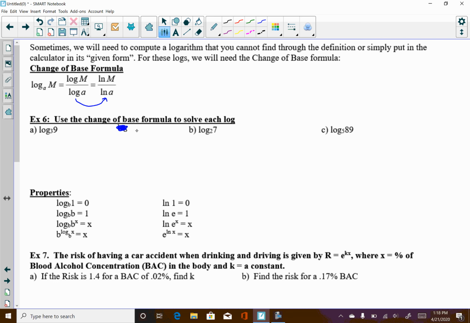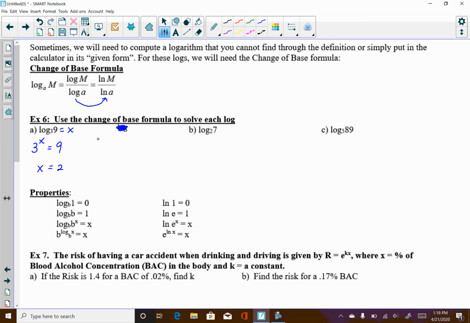So scooting on down to example 6, it says use the change of base formula to solve for each logarithm. The first one I chose because it is one we could do without using the change of base formula. So let's first do it without it. We would be saying 3 to the what power equals 9. And hopefully you can eyeball that. That would have to be 2, right? Because 3 squared would equal 9.